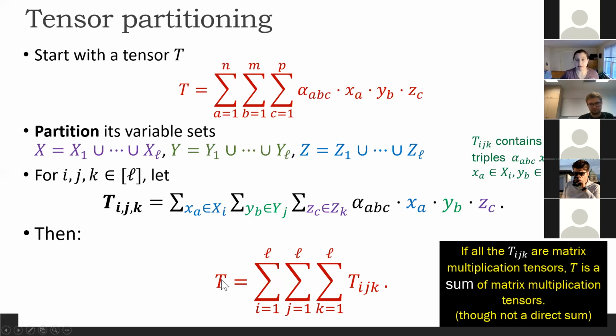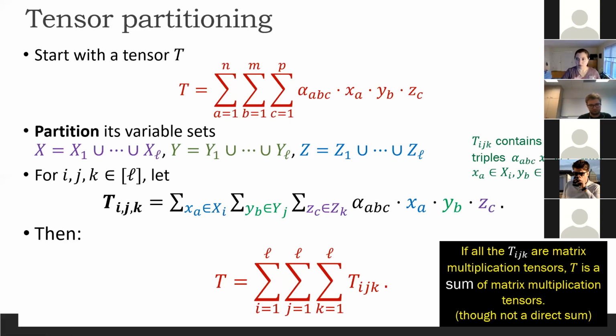Now I want to point out that any tensor t can be expressed as just a sum of matrix multiplication tensors, just because you can take the trivial partitioning: partition x into one-element sets of variables, and y into one-element sets, and z into one-element sets, and all these t sub ijk's will be just scalar multiplications. And then of course you will get that t is the sum of matrix multiplication tensors, namely scalar multiplications. What we want is for the t sub ijk's that you get by the partitioning to be actually bigger matrix multiplication tensors than scalars.